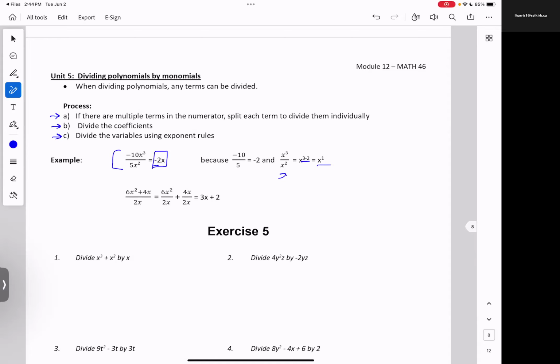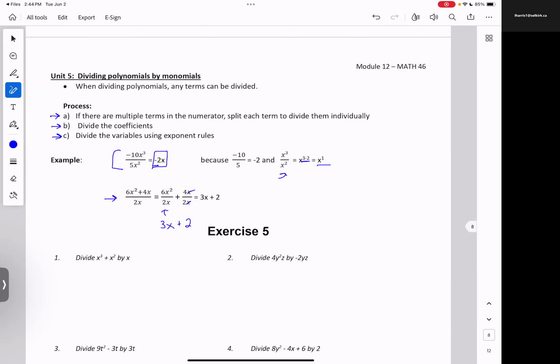In the second example here, since we have multiple terms in our numerator, first we're just going to split up that denominator. So that's the same thing as our first term, 6x squared divided by 2x, plus our second term, 4x divided by 2x. Then for each of these terms, you're going to divide out the coefficients. So this first one gives us 3. And then if you divide out your variables, it'd be x to the power of 2 minus 1, which just gives you a single x. And then in the second one, you would have 4 divided by 2 gives you 2, and x divided by x just cancels out. So we end up with 3x plus 2.